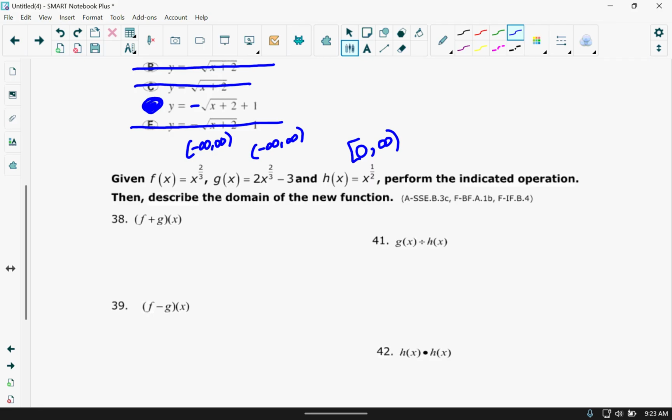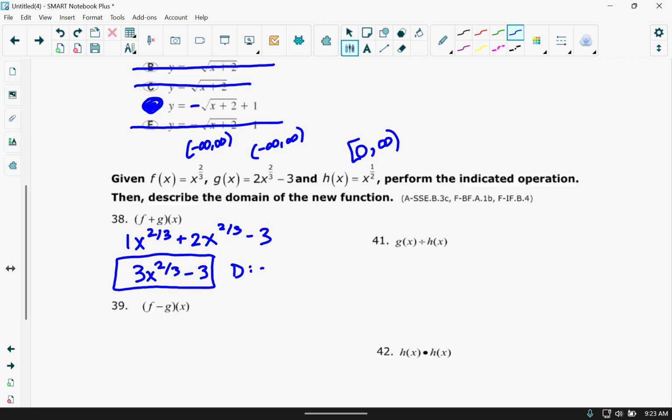So this one says f plus g. So if I'm doing f plus g, I'm going to have x to the 2/3 plus 2x to the 2/3 minus 3. And when the x's match, you just add the front. So this is 3x to the 2/3 minus 3. Now the domain of this is going to be negative infinity to infinity because it's still a cube root. All cube roots have domains of negative infinity to infinity.